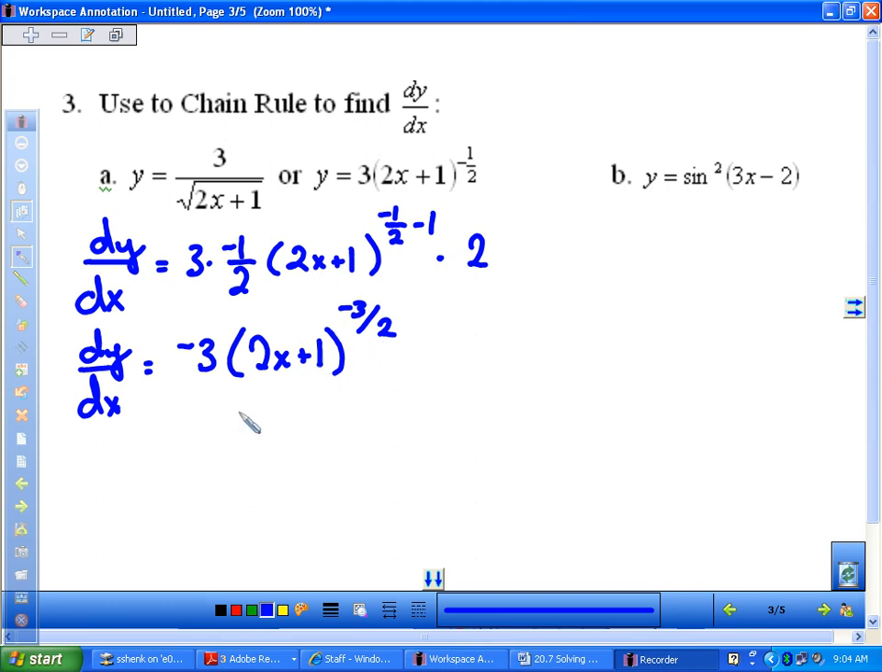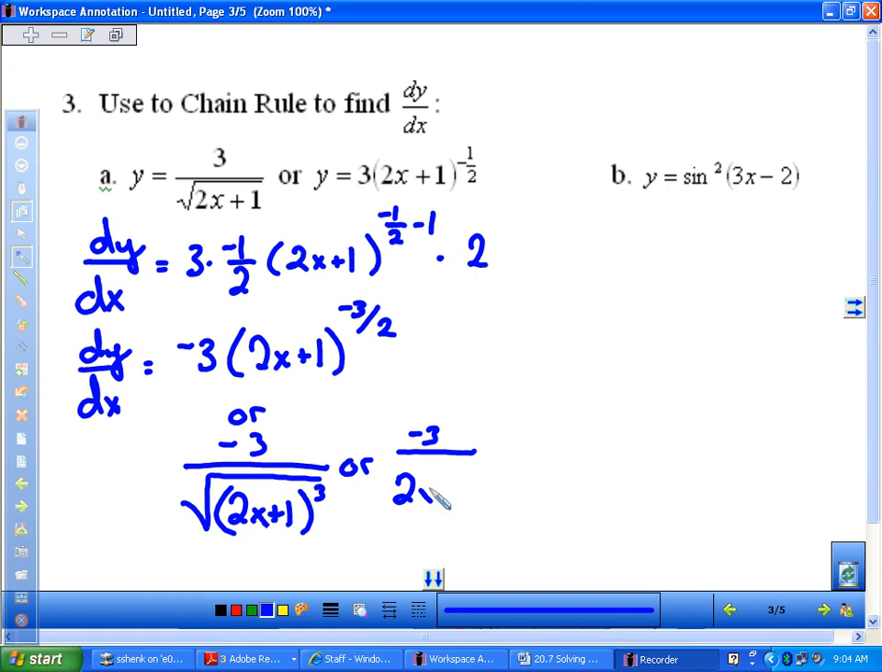There's also other ways to express this. We could also say negative 3. The 2x plus 1 is raised to a negative power, so that moves it to the denominator. And then this is taking the square root of a cube. So we could say this right here, to the third power. We could also say negative 3 over 2x plus 1 to the positive 3/2. Anything equivalent to that would suffice for part A.